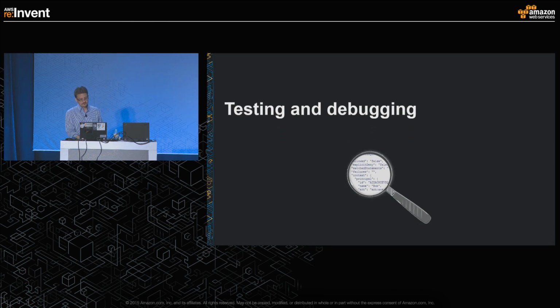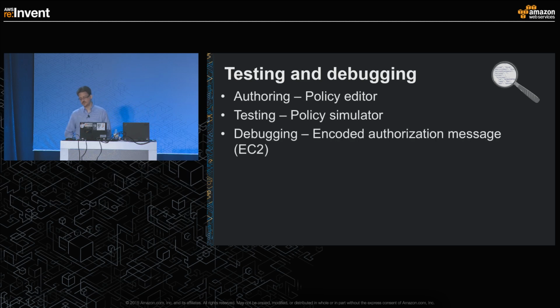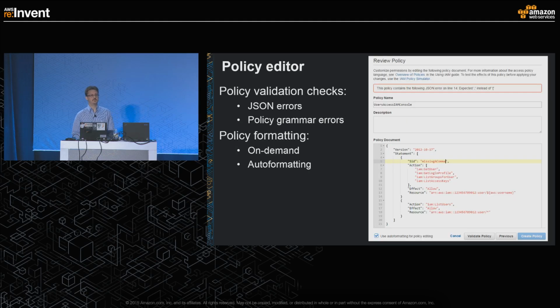Now, there's a bunch of tools that we have for testing and debugging. We're getting down through the home stretch, so I might go through these a little bit quicker. We took a look at the policy editor, right? There's a couple things that we added into the policy editor that make life a little bit easier. We catch the JSON errors. We catch the policy grammar errors. You can check this little box down here so that it auto-formats it for you if you like the formatting that we provide. So it's kind of like a mini JSON policy IDE built into the management console.